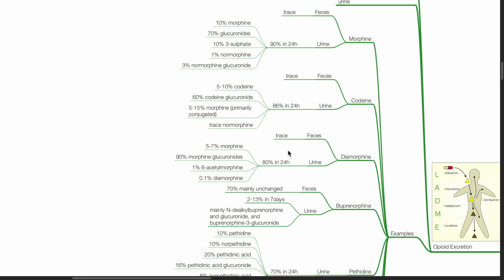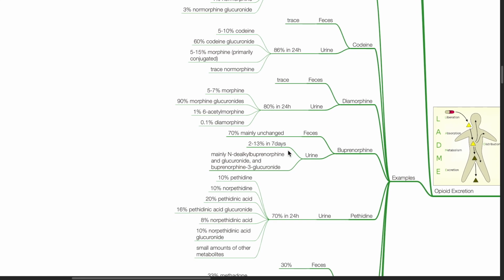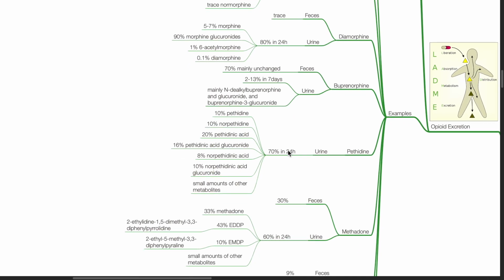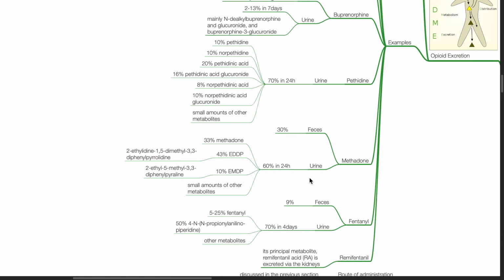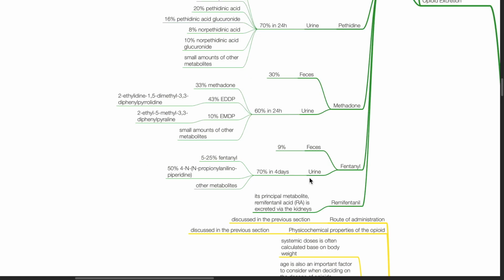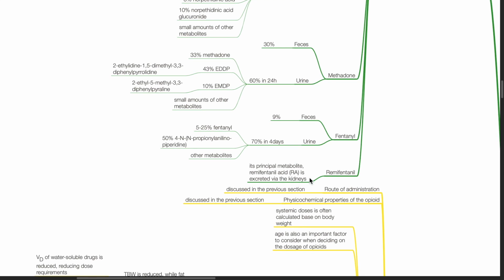For buprenorphine, 70% is excreted unchanged in the feces. 2 to 13% of metabolites are present in the urine at 7 days. For pethidine, 70% of metabolites are present in the urine at 24 hours. For methadone, 30% is excreted in the feces and 60% of metabolites are found in the urine at 24 hours. For fentanyl, 9% of metabolites are excreted in the feces and 70% of metabolites are present in the urine at 4 days. For remifentanil, its principal metabolite, remifentanil acid, is excreted by the kidneys.